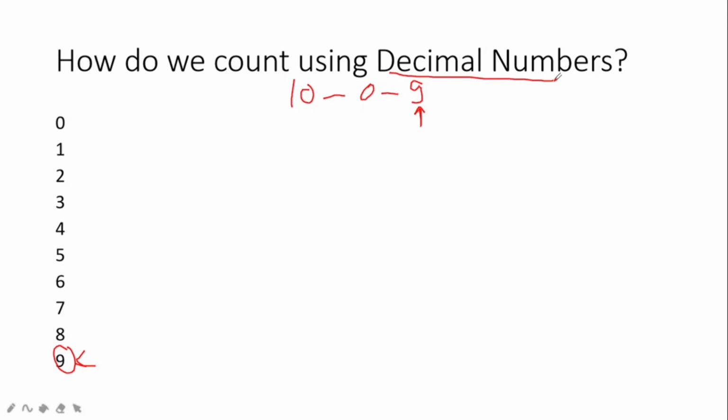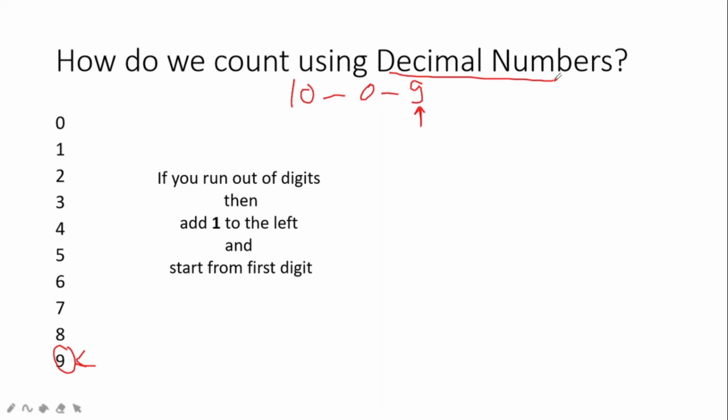So how to find out the next number? There is a rule that if you run out of digits, then add 1 to the left and start from the first digit. It is simply like that. You need to add 1 to the left and start from the initial digit. So this will be like 10, 11, 12, 13, 14, 15, 16, 17, 18, 19, as shown here.